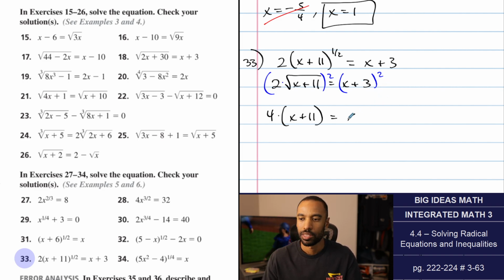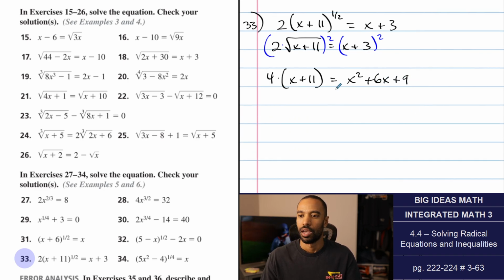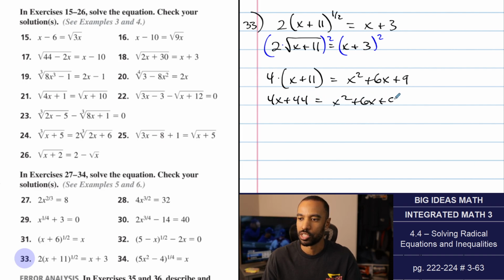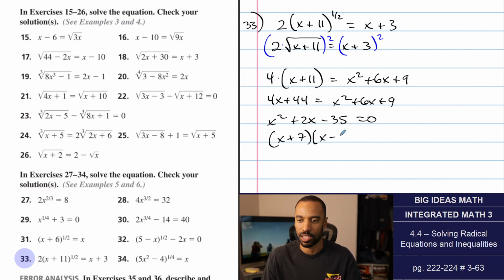This is x squared plus 6x plus 9. I'm going to still distribute here. I get 4x plus 44. And let's continue solving this quadratic. You get x squared, subtract 4x, subtract 44. And this is factorable to x plus 7 times x minus 5. So x equals negative 7 and positive 5.